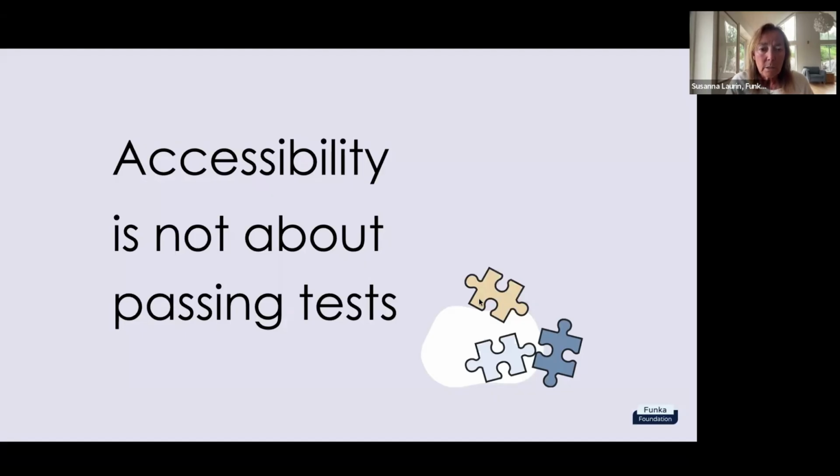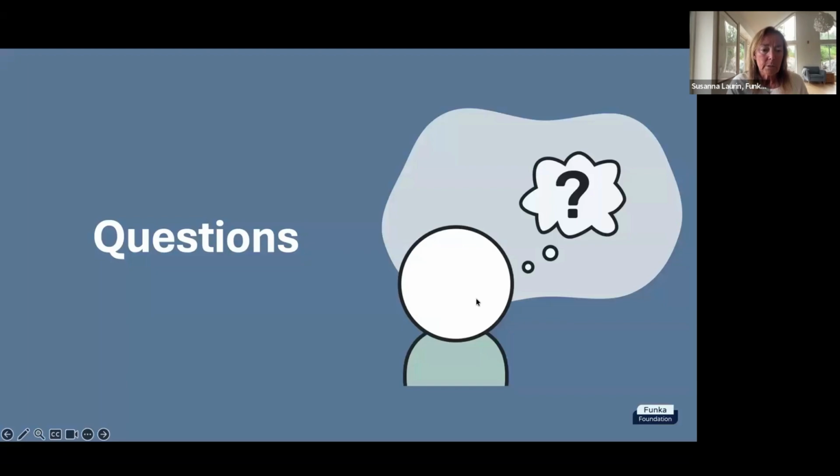So with that, I think we have reached the question part. Yes, and we have quite a few questions. So let's see if we can try to respond to some of them. Can I or should I use the ACT rules when selecting a testing tool? Malin, do you want to respond to that?